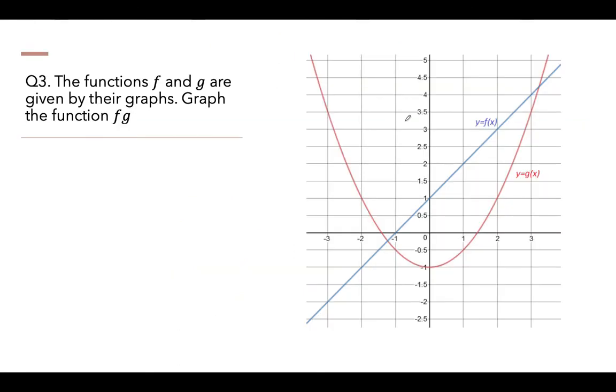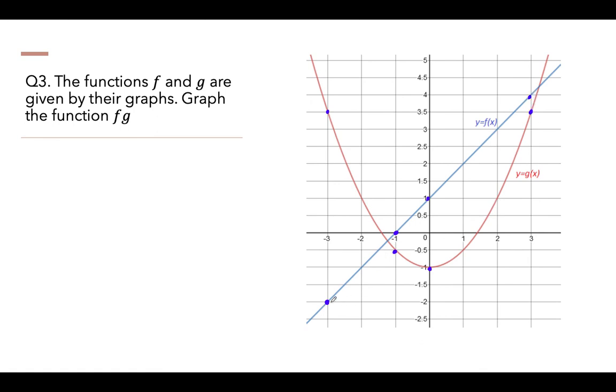Okay, so what if we're given a graph this time? We're given a graph of f and g, and we're looking for f times g. First things first, let's figure out the clear points. So this point at -3, and let's do -1 and 0. And let's try this point.